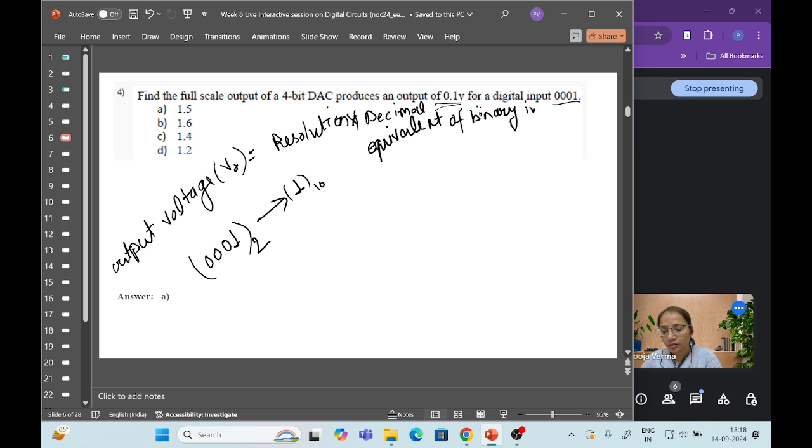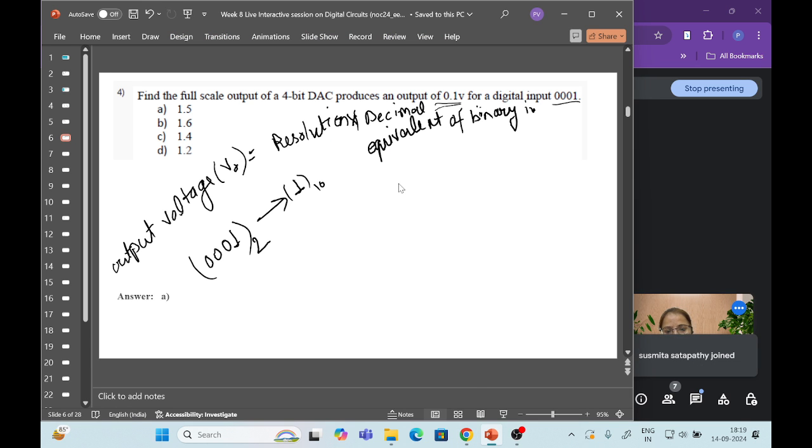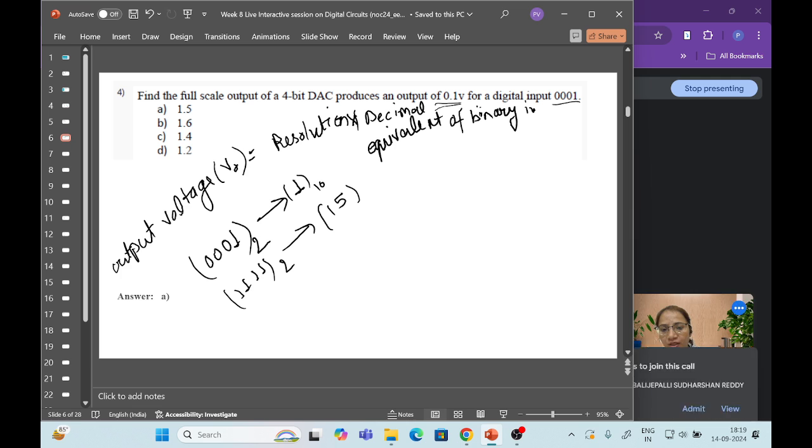Okay. So since the DAC is 4-bit, what will be the maximum value? That is 1111, right? It is a 4-bit. So what will be the decimal equivalent of this? That is 15, right?